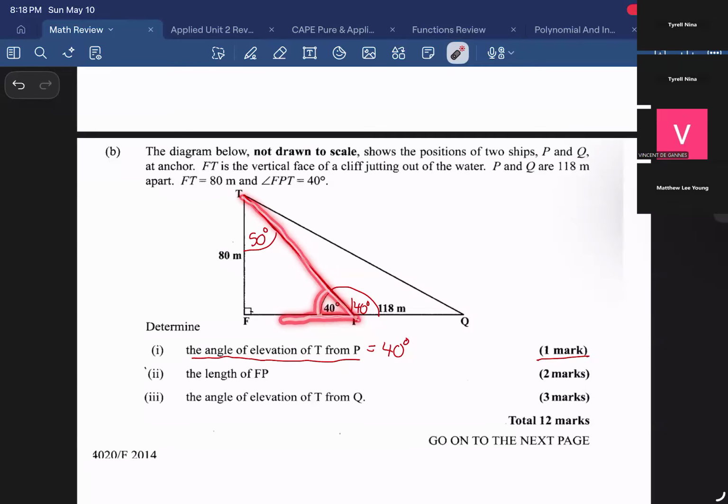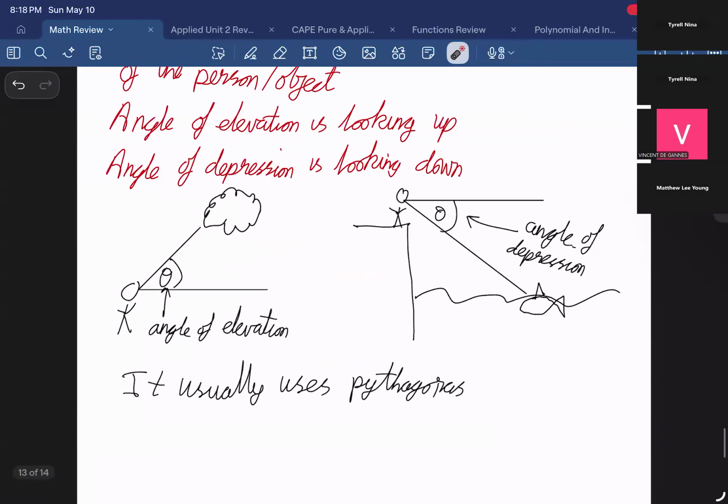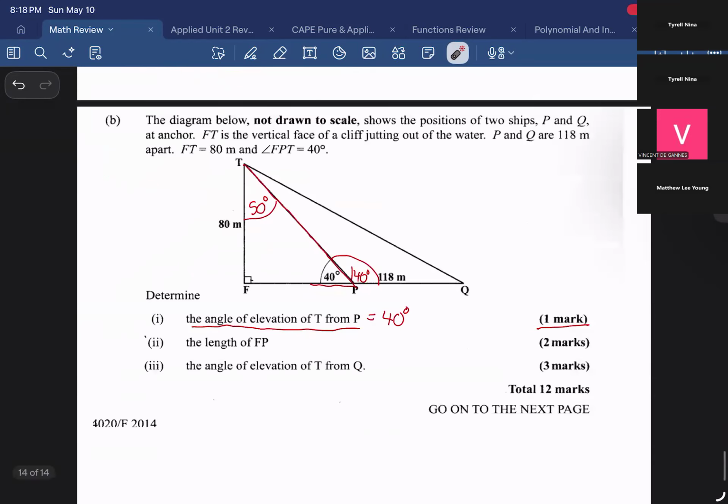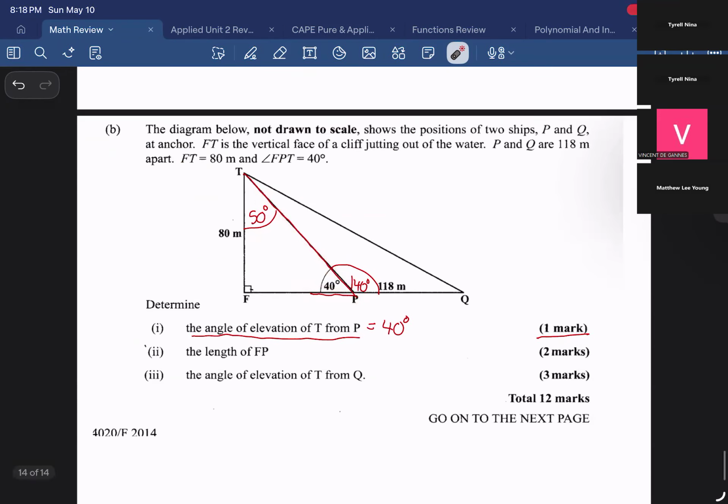So remember, I just drew the other way. So this is my eye level and then this way. Likewise, this is my eye level and this way. Okay, length FP.